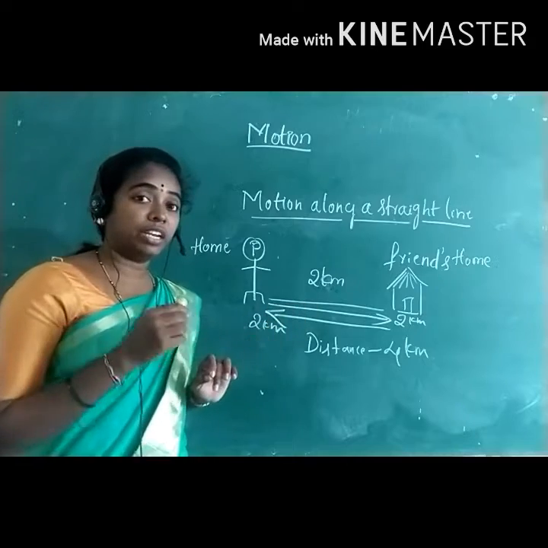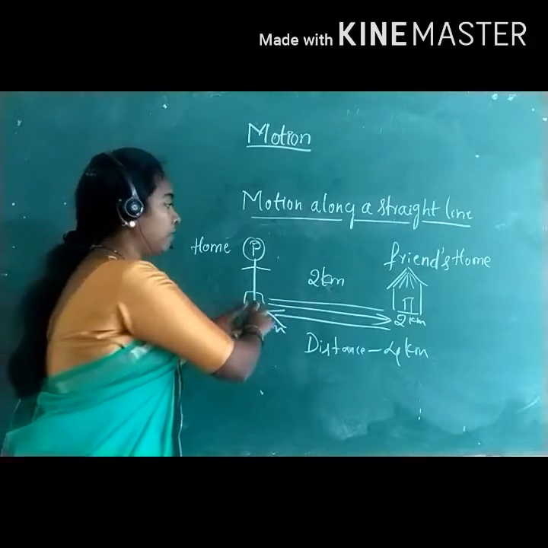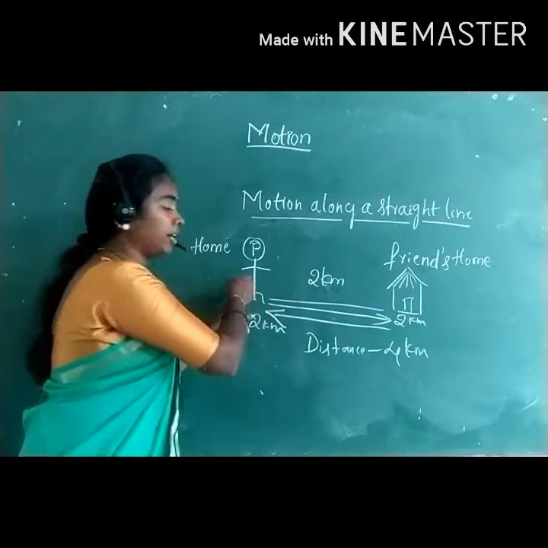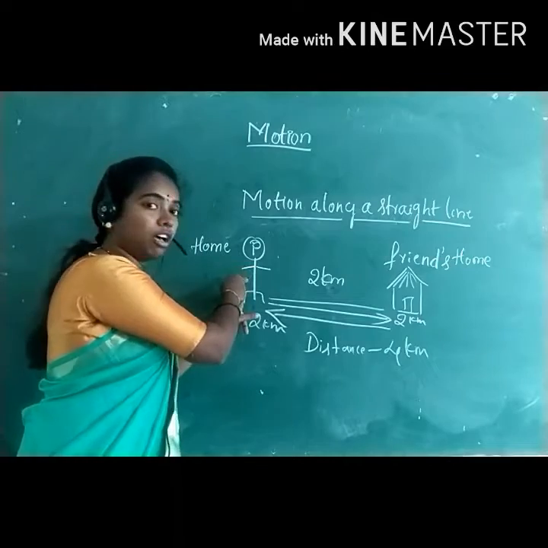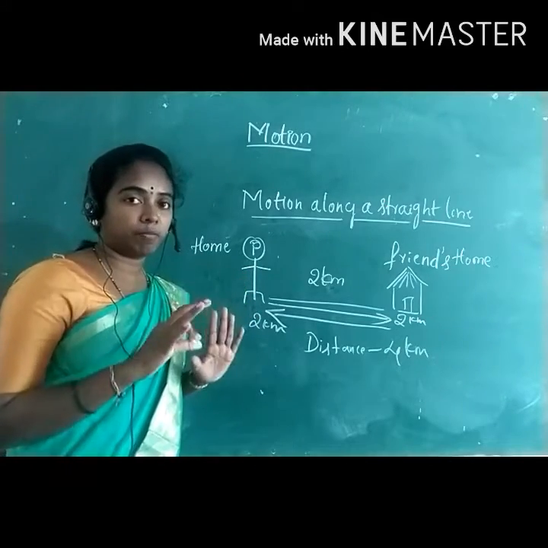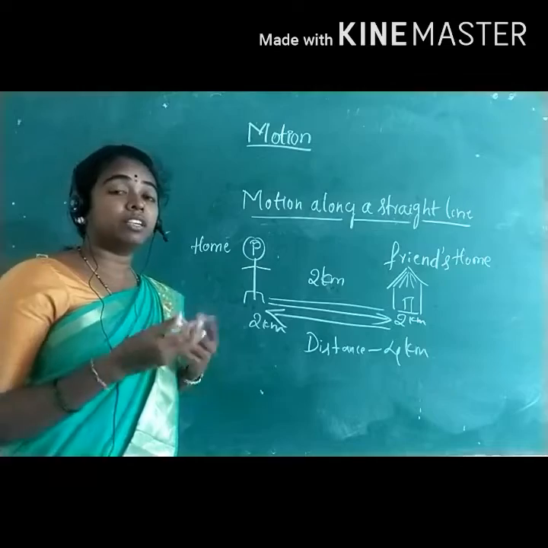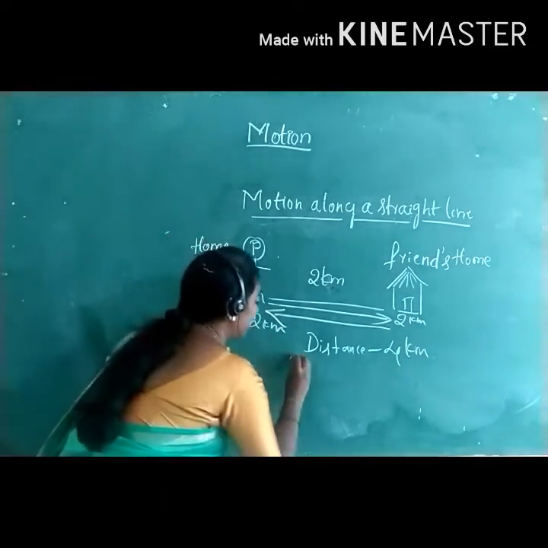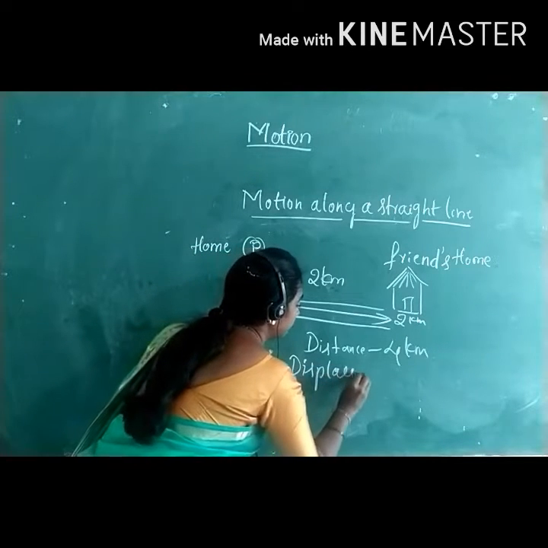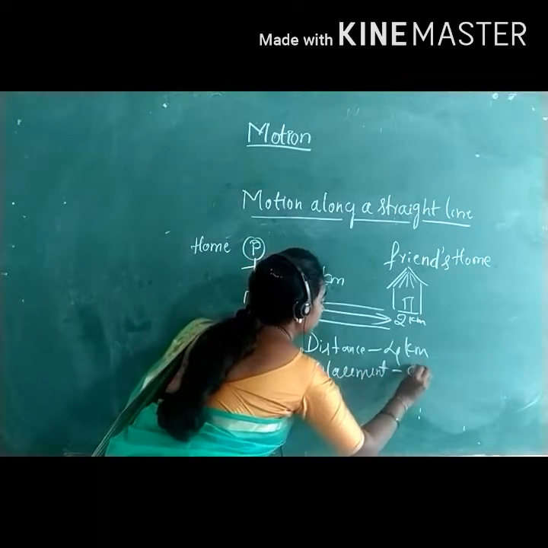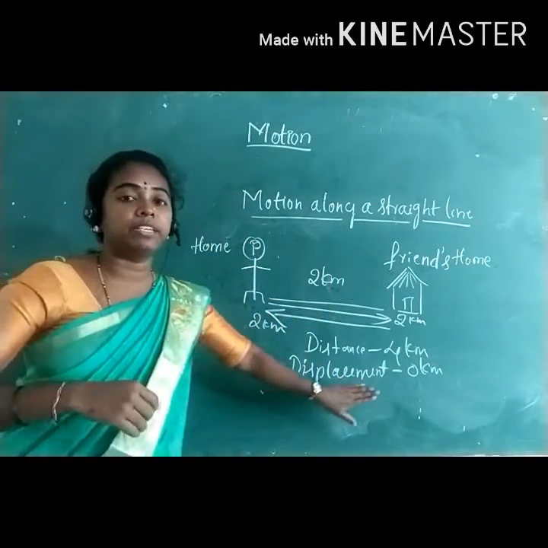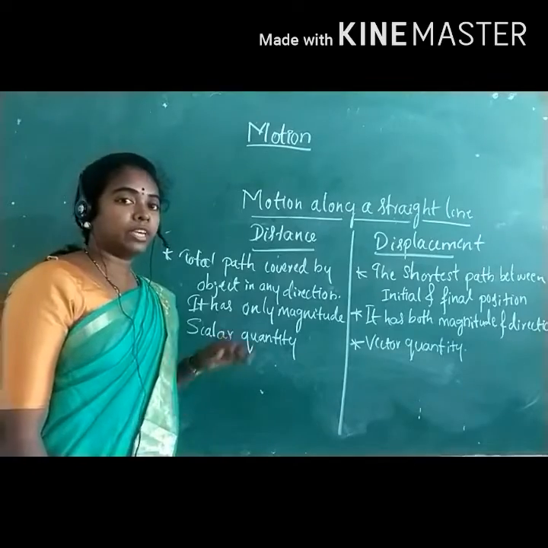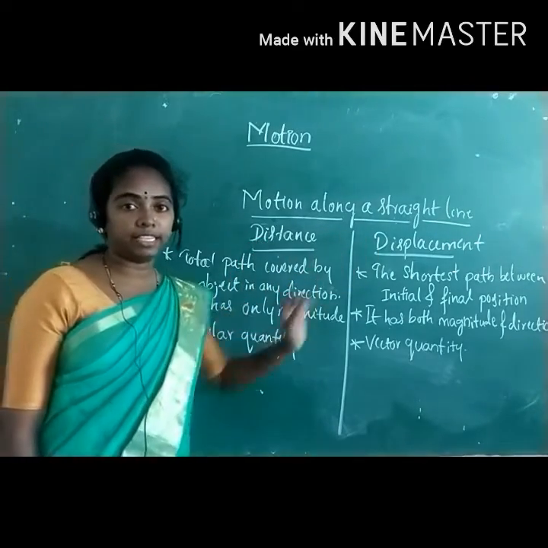In this case, finally he is at which point? He traveled to this point. So this is initial. Then again he traveled back to the same point. So this is final. Initial and final are the same, so there is no displacement. The distance between initial and final is 0. In this case, displacement is 0 kilometers. You can see the difference between distance and displacement.